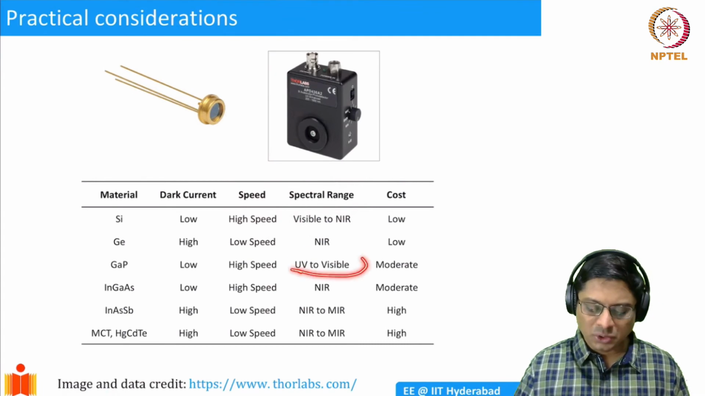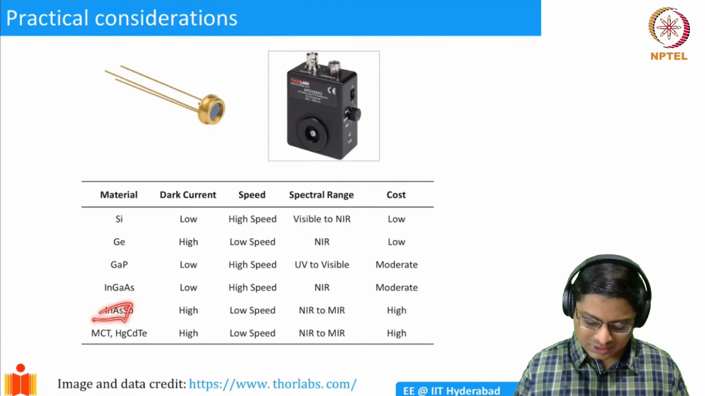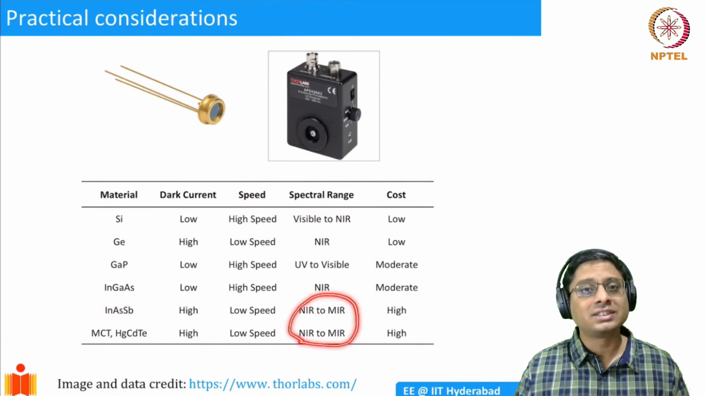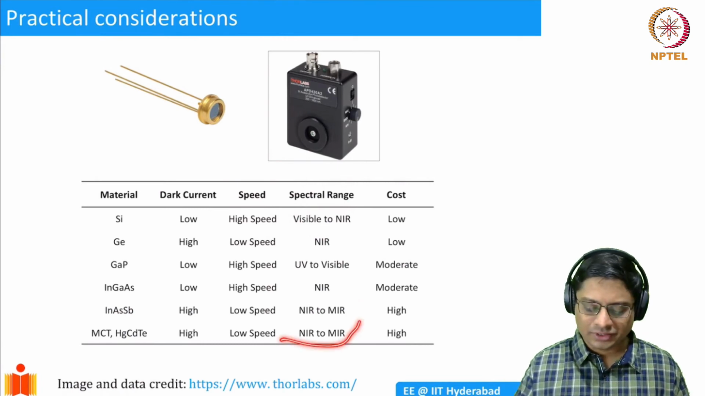And gallium phosphide you can use in the UV. Similarly, you have some other materials, indium aluminum antimonide and things like that, which can work even into the mid infrared. For example, you want to detect the temperature of a high temperature furnace, 1500 Kelvin. You need some detector in the mid infrared range.